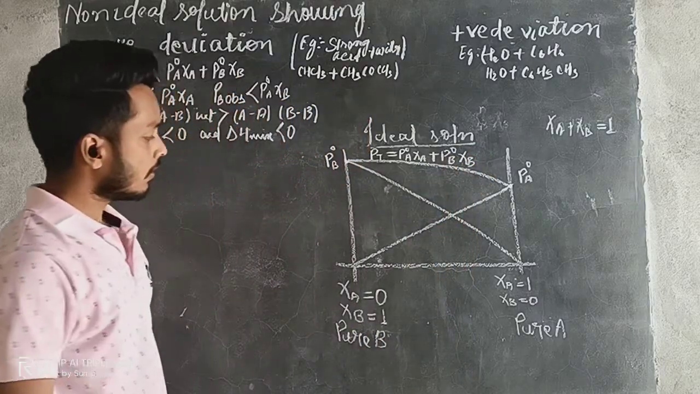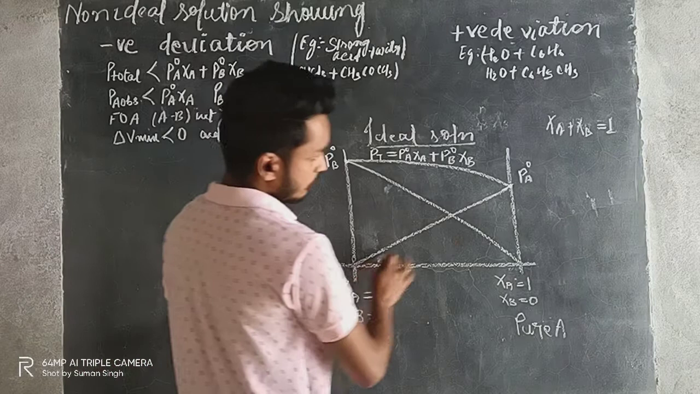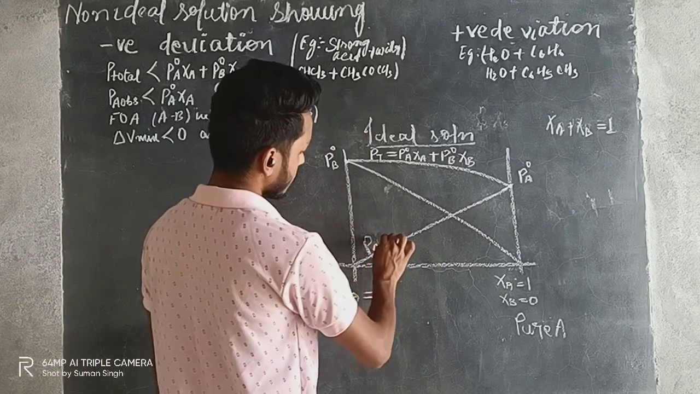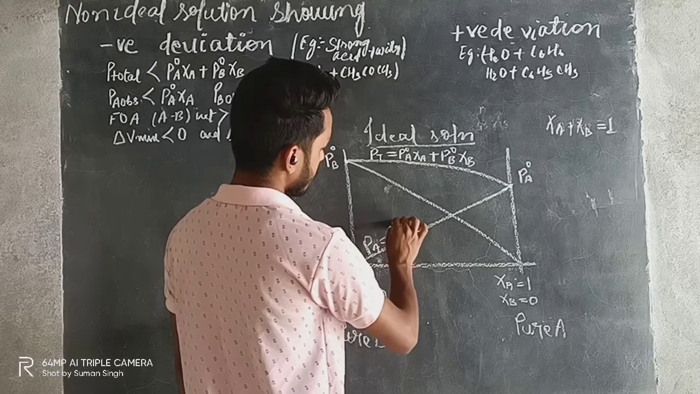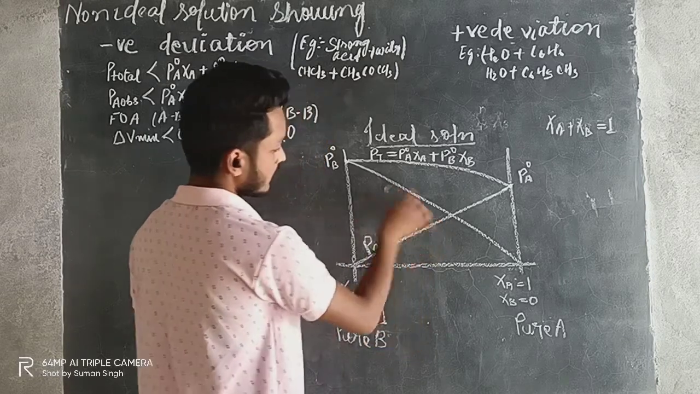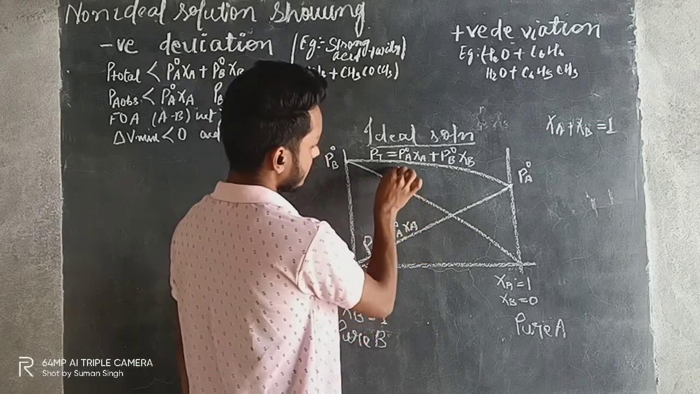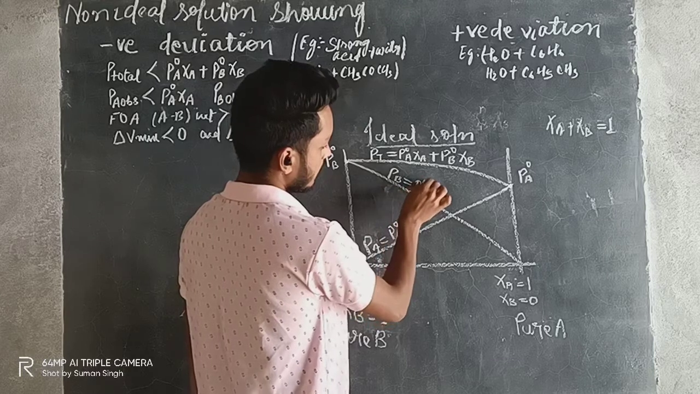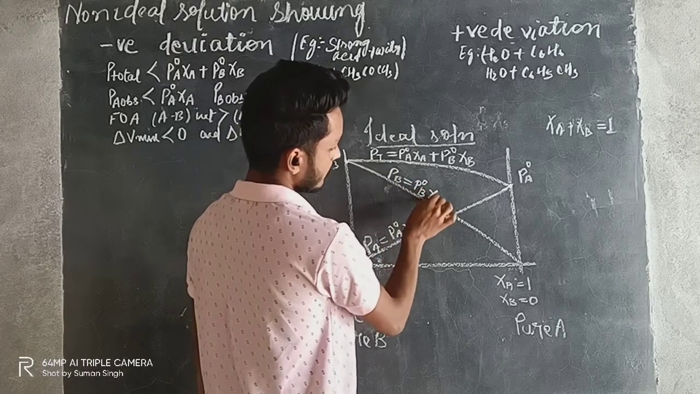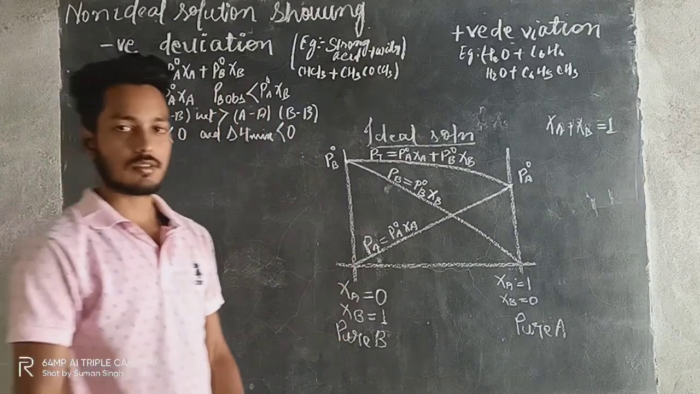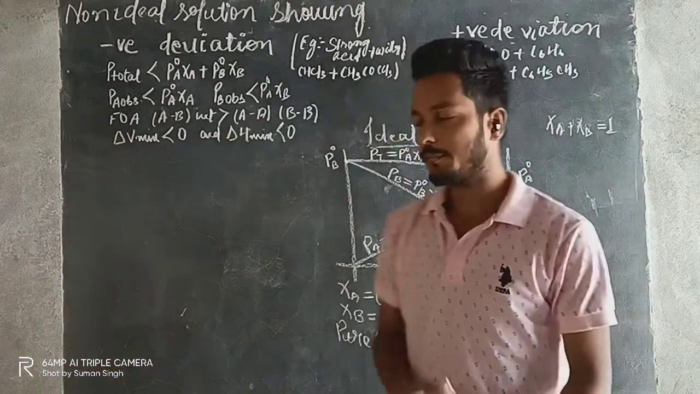Here this is the line of PA, which is equal to P naught A chi A, and this is the line of PB, which is called P naught B chi B. So this is the graph of the ideal solution. I hope all of you have understood this, right?